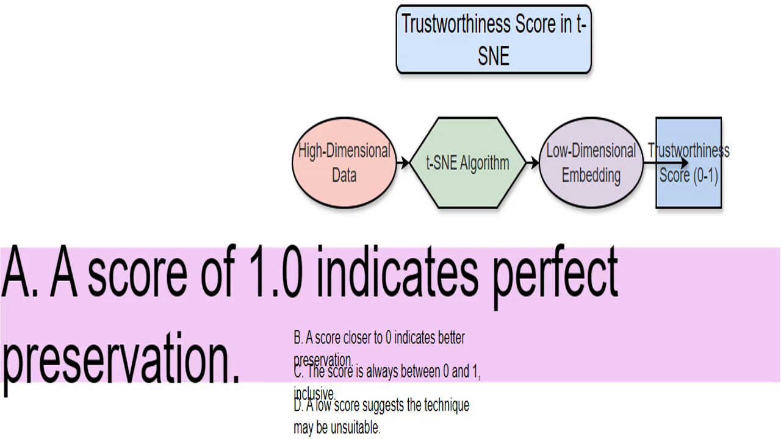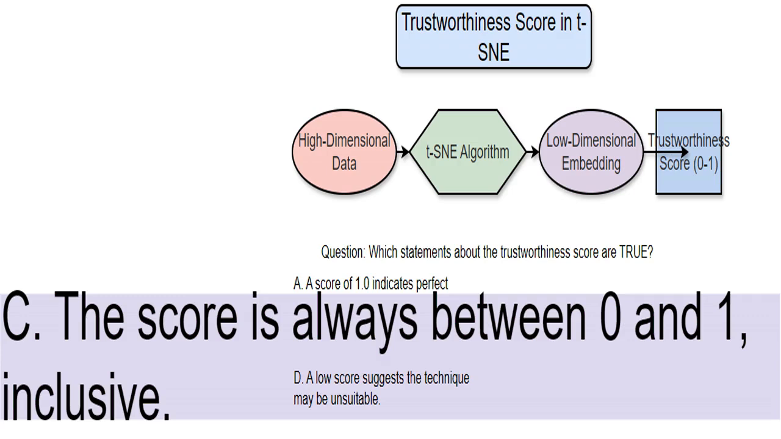A score of 1.0 means that t-SNE has done a perfect job of keeping the close together points close together and the far apart points far apart. It's the best case scenario. This is simply stating the range of possible trustworthiness scores. It's always between 0, worst, and 1, best, including 0 and 1 themselves.